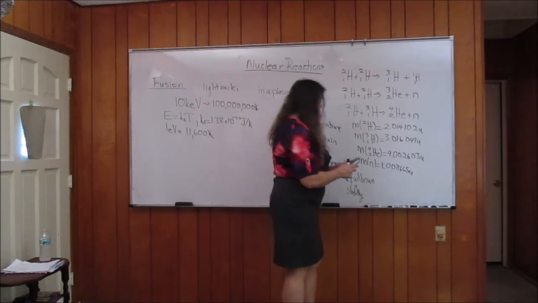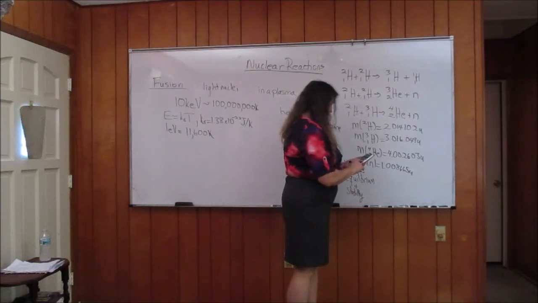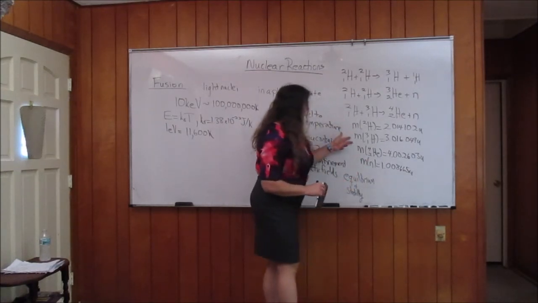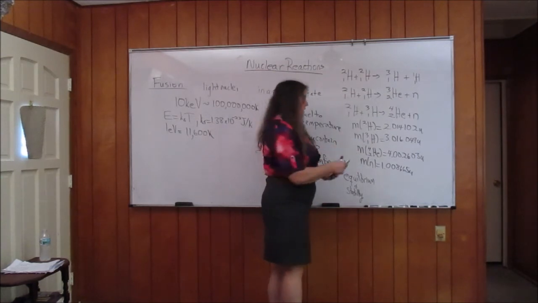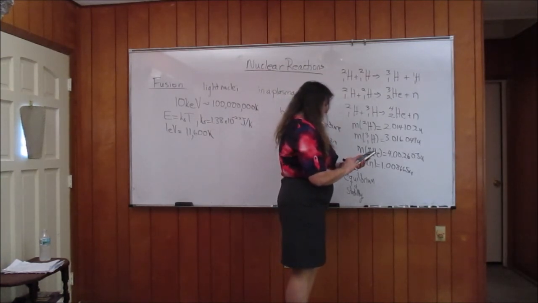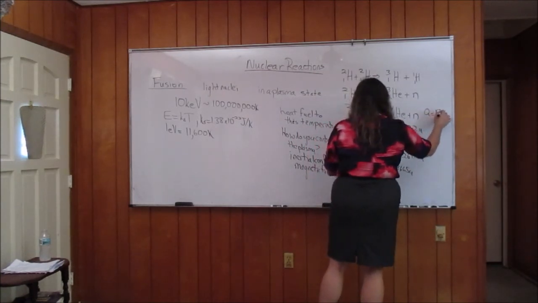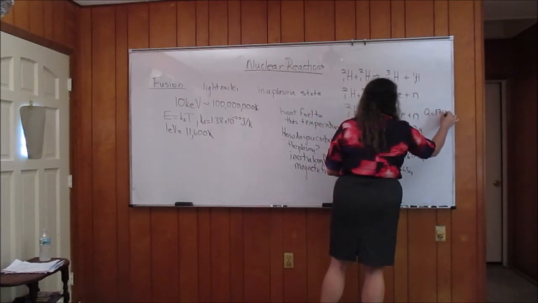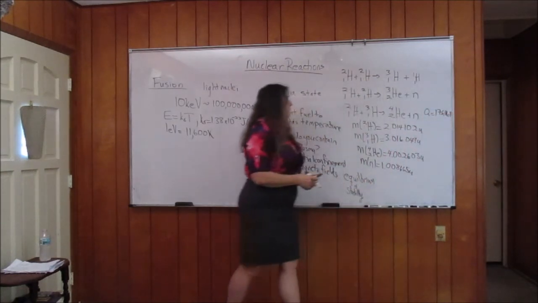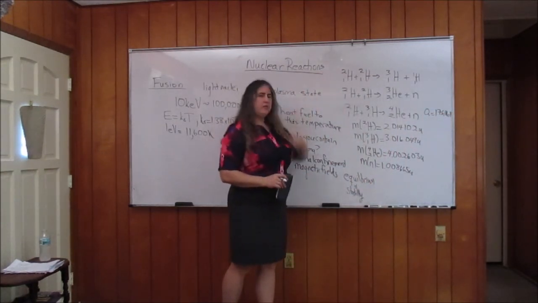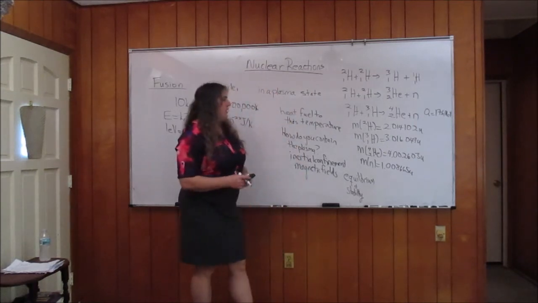I'm going to do the math here. Add up these two masses and subtract the sum of these two masses. And when I do the math, I'll see that 17.6 mega electron volts of energy is released. And you can do the same thing for these two other nuclear reactions to see how much energy is released there as well.